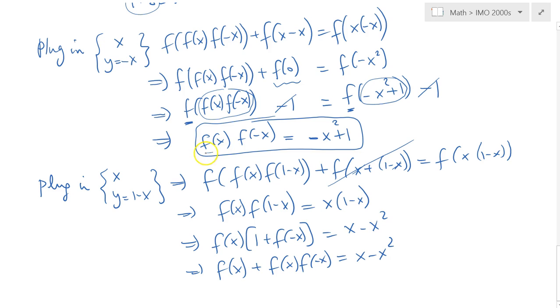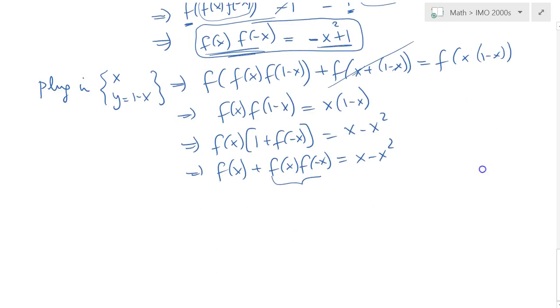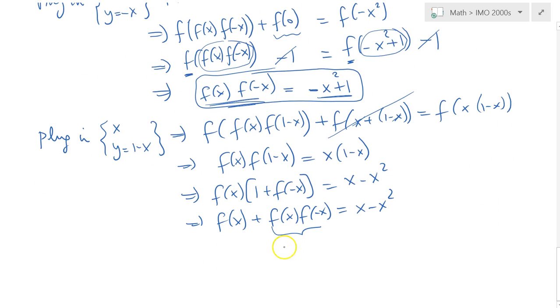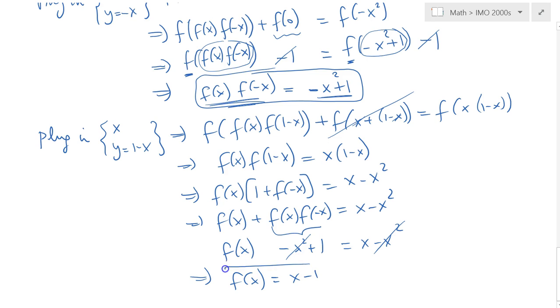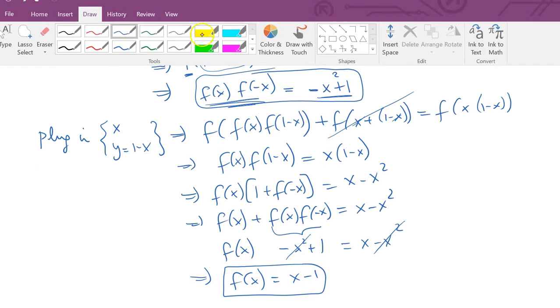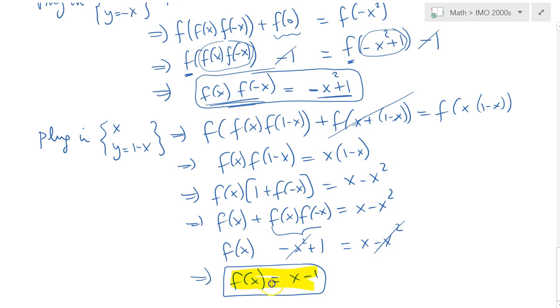And now boom, we have already found an expression for f of x times f of minus x, and that's just minus x squared plus 1 plus f of x, so I don't need the plus sign here obviously, which is equal to x minus x squared. We can simply cancel out the minus x squares, giving us finally the desired result of f of x equals x minus 1. So that's a second solution to the problem.